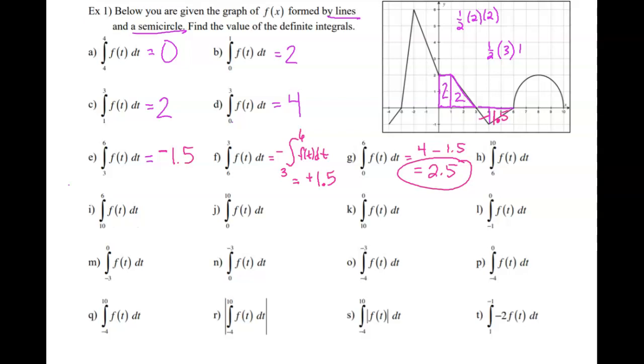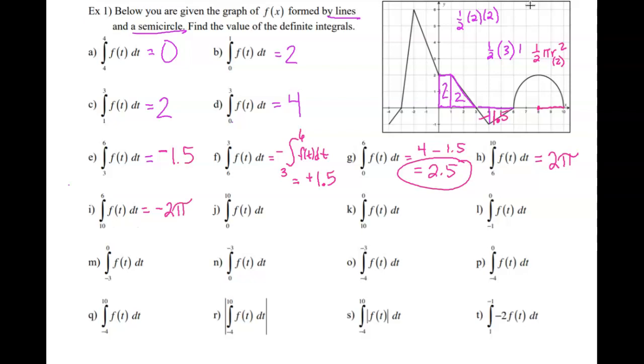On part H, they want to go from 6 to 10. So that is a semicircle. So 1/2 pi r squared. The radius is 2. So 4, 1/2 of 4 is 2, so 2 pi. And you just want to leave this as 2 pi, no decimals. Above the axis, so positive integral value. Part I, they changed those limits, so take the opposite.